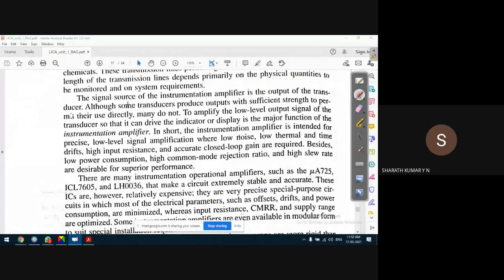The signal source of the instrumentation amplifier is the output of the transducer. Obviously, the transducer gives the parameter to be measured by the instrumentation amplifier. Some transducers produce outputs with sufficient strength to perform their use directly. Many do not. Say, for example, a strain gauge undergoes a change in resistance whenever a force or pressure is applied. The change in resistance has to be measured.